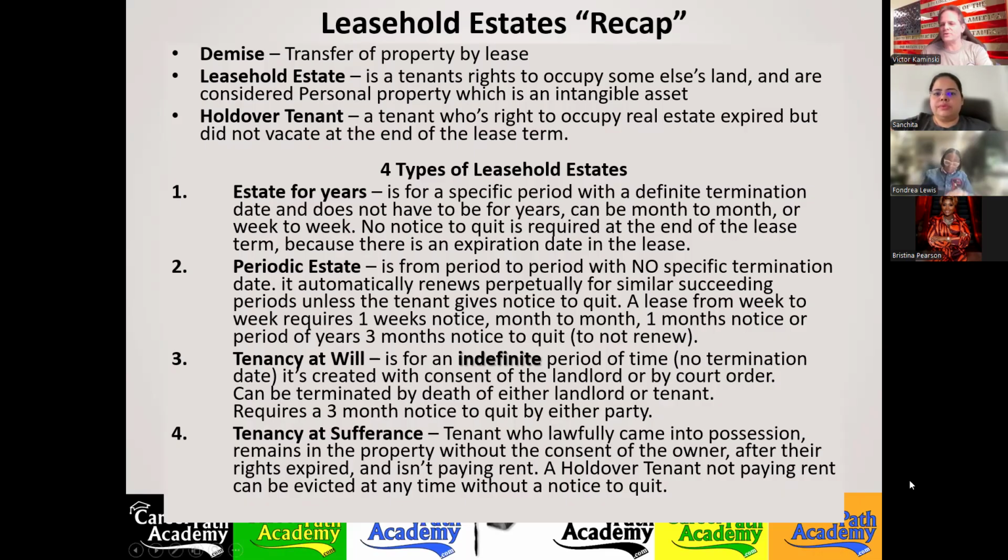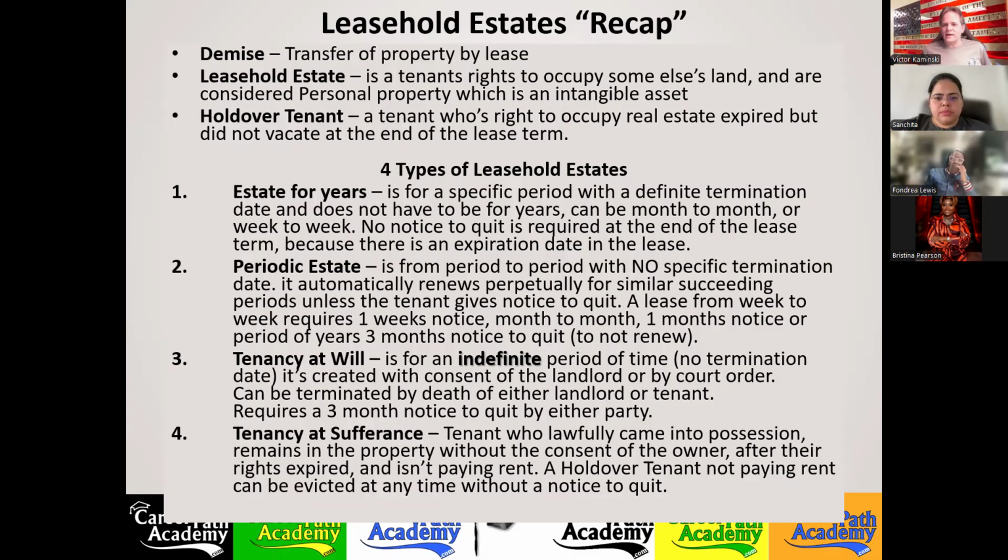And there's four types of leasehold estates: estate for years, which need not be for years. It could be for a month, 3 months, 6 months, a year, or it could be for years. Its distinguishing characteristic is that it's for a fixed term, has a start date, has an end date. So you know when it ends. You got to be out by then or sign a new lease, one or the other. No further notice is required from the landlord to terminate an estate for years. It has a termination date in it. If you don't renew it, you got to be out by that date.